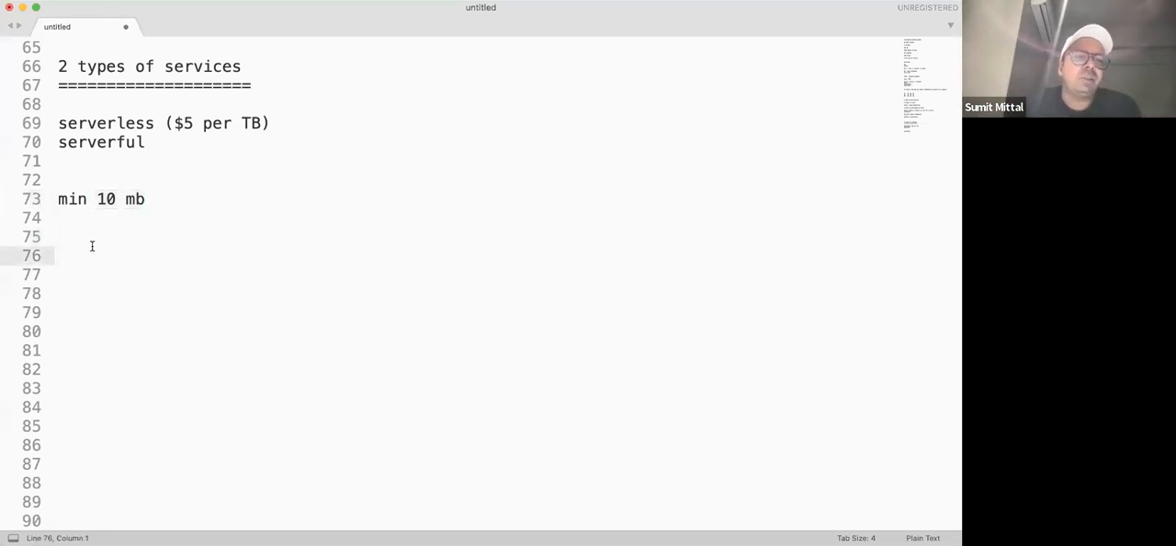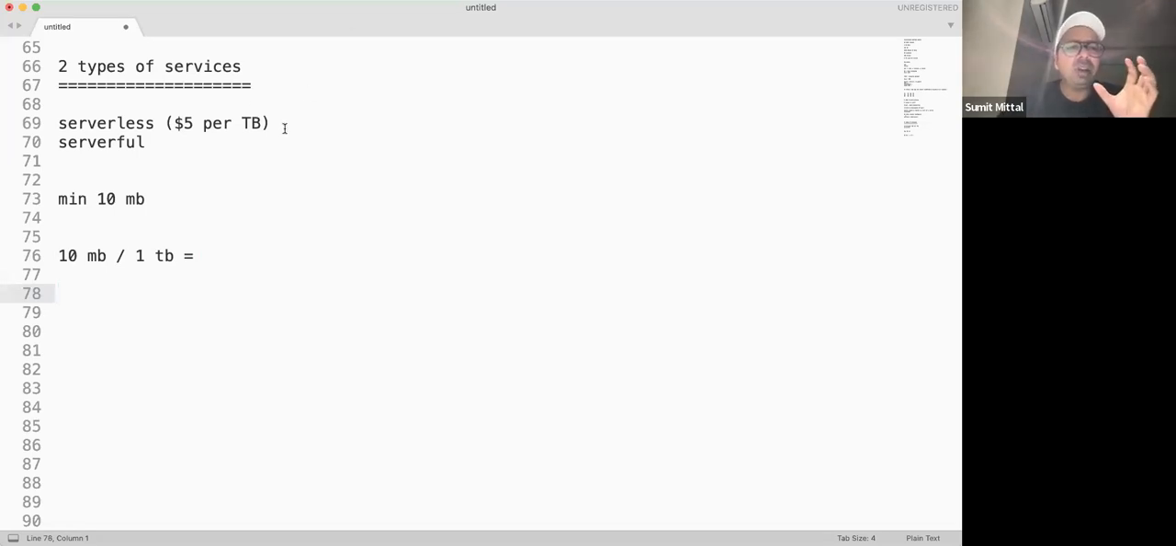10 MB would be how much? Very, very less. 10 MB divided by 1 TB is a very small number, right? And if you multiply with $5, hardly you pay 25 paisa or something like that, right? I hope this is clear.